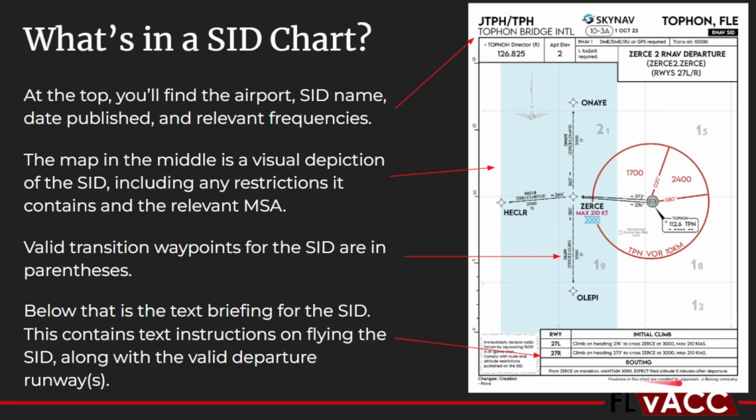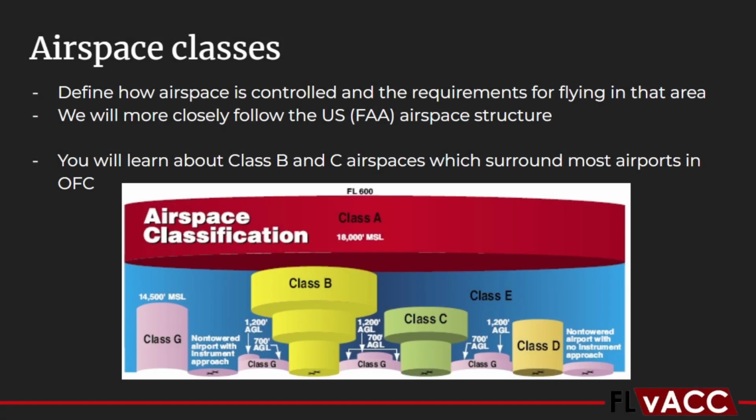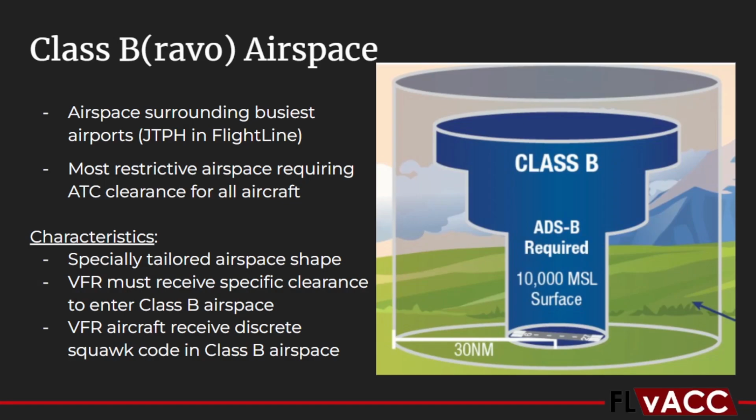With SIDs and STARs out of the way, let's broaden our scope to look at airspace. Different airspace classes define how airspace is controlled and the requirements for flying in that area. For anyone curious, the structure of our airspace somewhat reflects the United States or FAA's airspace structure. In this lesson, we will learn about the Class Bravo and Class Charlie airspaces, which surround the airports in Flight Line. Class Bravo airspace is the airspace surrounding the busiest airports.